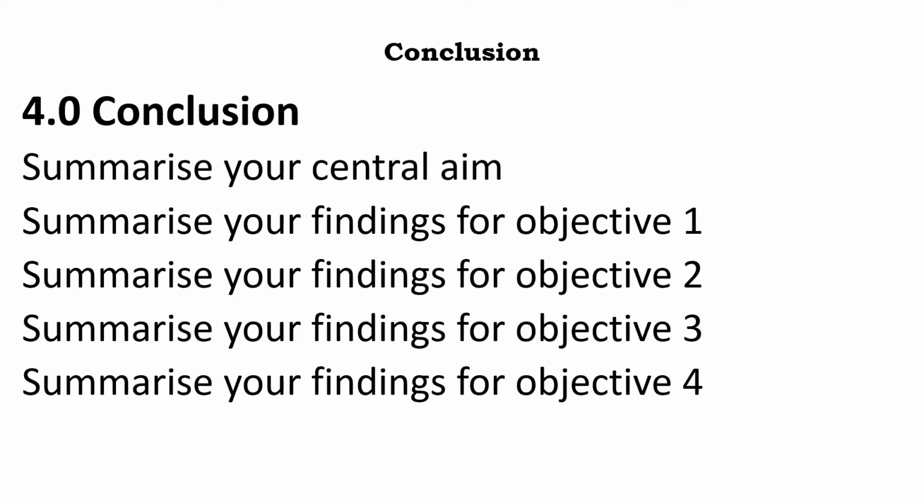The first paragraph of your conclusion is a summary of your central findings. You can do this by explaining what you found from your central aim. What did your central aim reveal? Then summarize your findings from your first objective. Then summarize your findings from your second objective. Then summarize your findings from your third objective. And if you have a fourth objective, summarize the findings.